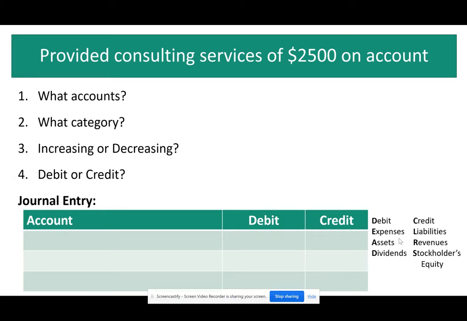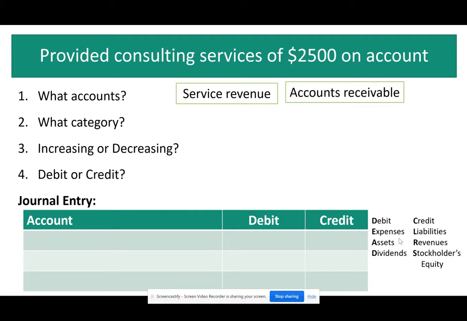All right, let's look at another example. Now we're providing consulting services of $2,500 on account. So there's that on account phrase, right? But this time we are providing a service. Right? Whenever we provide a service, that's service revenue. Now our customer owes us money. And when our customer owes us money, that's called accounts receivable. Okay? Service revenue is a revenue, and accounts receivable is an asset. It's a resource because our customers owe us money.